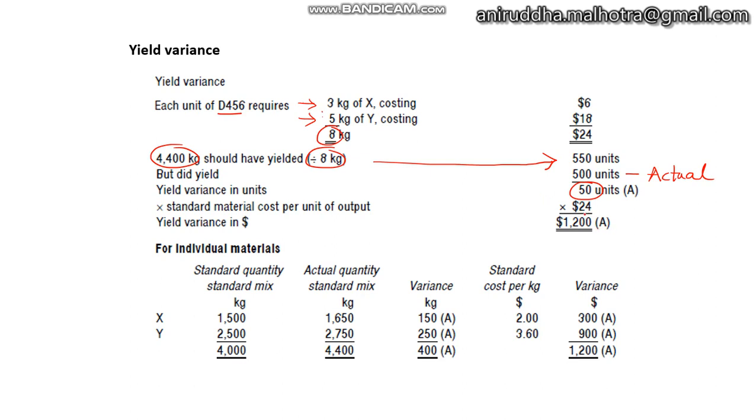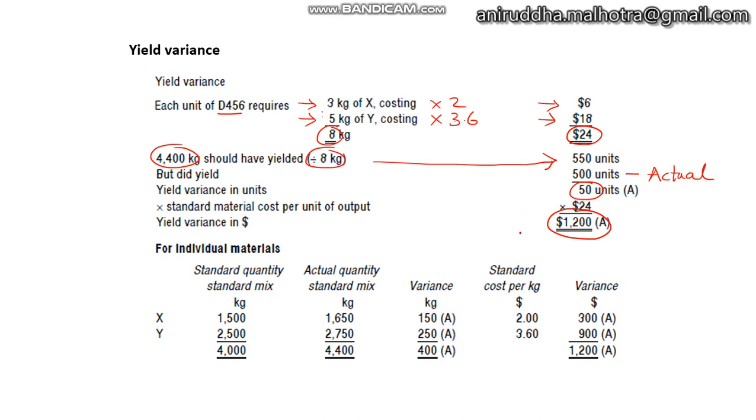That means we got 50 units less. And this tells us that our actual yield is less than what it should have been as per your standard mix. Now, what was the standard cost of producing each unit? 3 kgs of X into 2 and 5 kgs of Y into 3.6. We got the costs as $6 and $18, that is $24. So 50 units into your standard cost of $24, our yield variance is $1,200 adverse. So basically what this tells us, as a result of diverting from the standard mix of 3:5 to the new mix that we used, we were able to produce 50 units less, and hence our yield variance is $1,200 adverse.